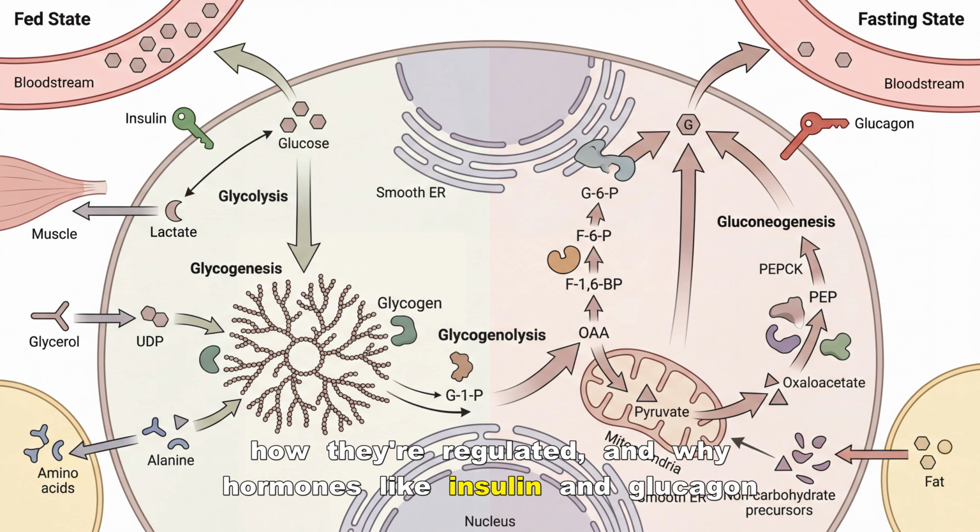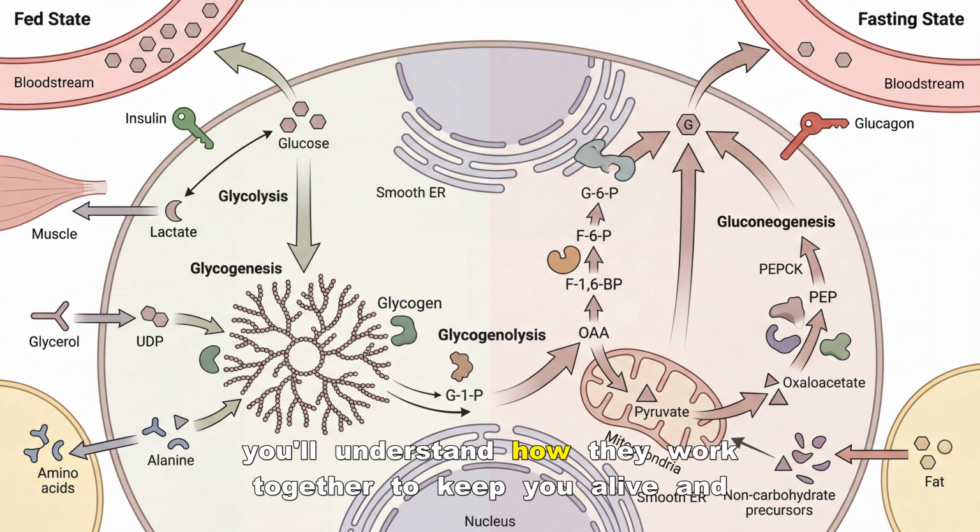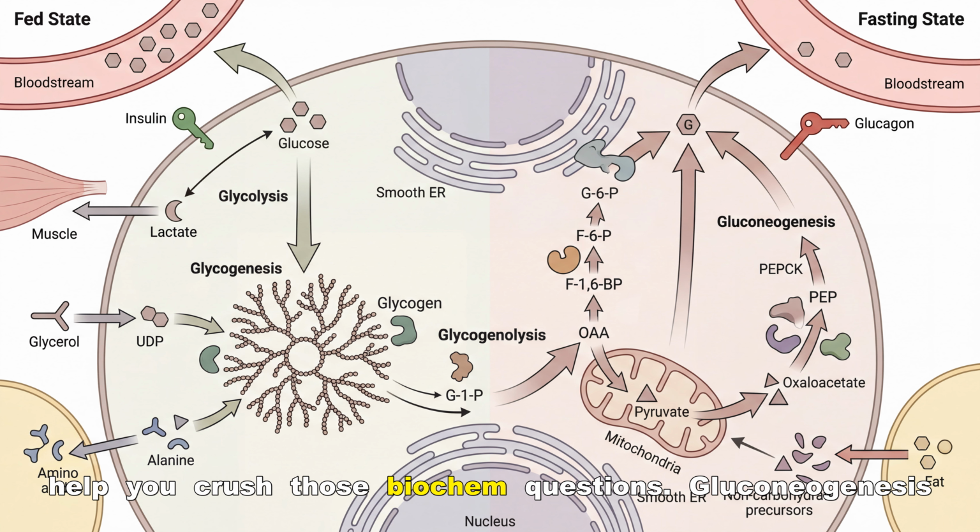why hormones like insulin and glucagon flip the switch. By the end, you won't just memorize pathways, you'll understand how they work together to keep you alive and help you crush those biochem questions.